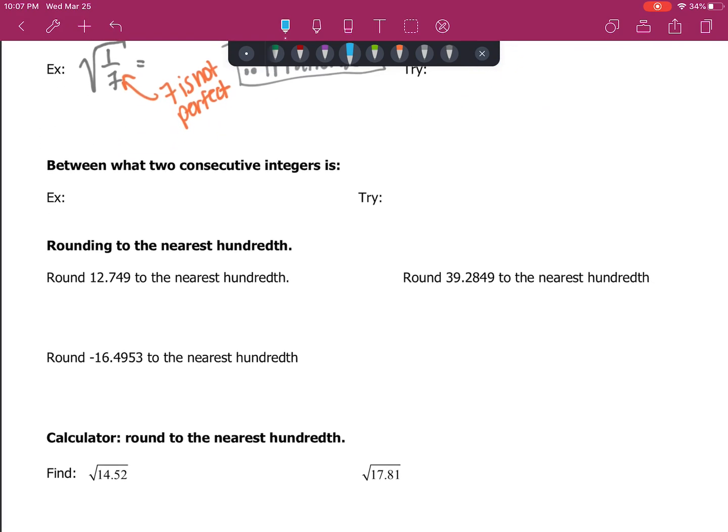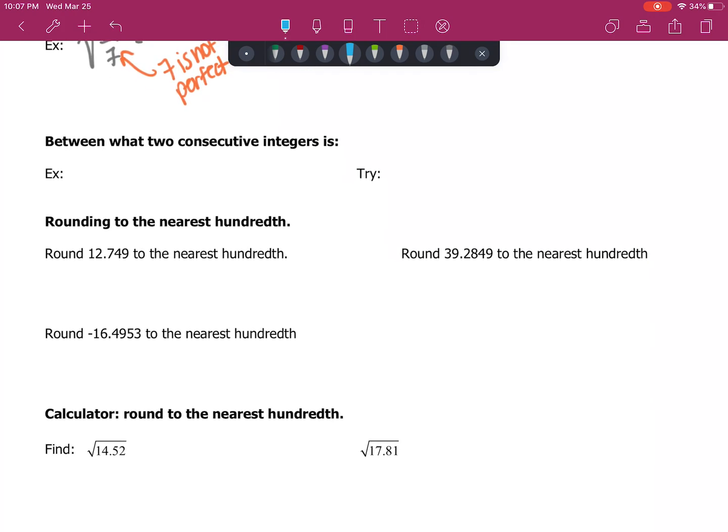So I'm going to end this video right here because I really want to talk about between what two consecutive integers an irrational number, with respect to square roots, lies. So between what two integers would that irrational number fall? So we're going to take a video to do that so that we're still dealing with some smaller language.